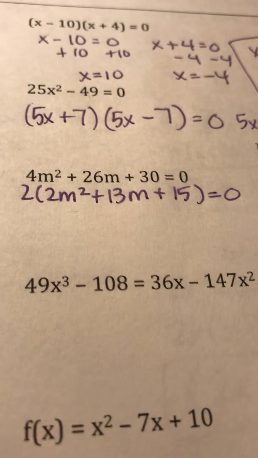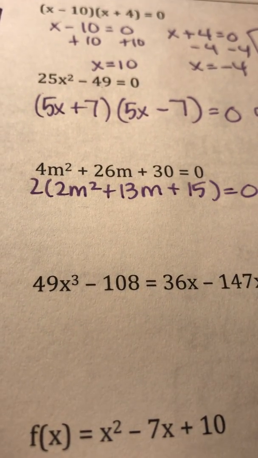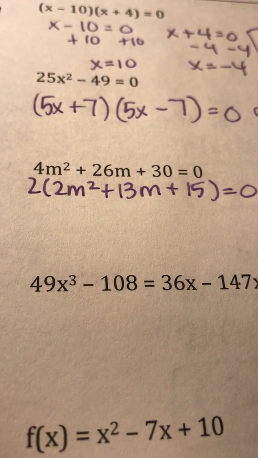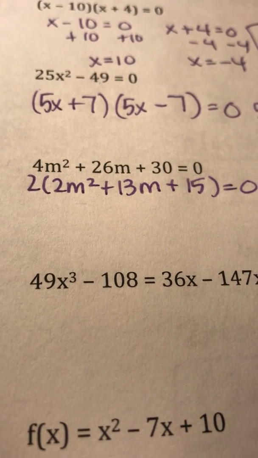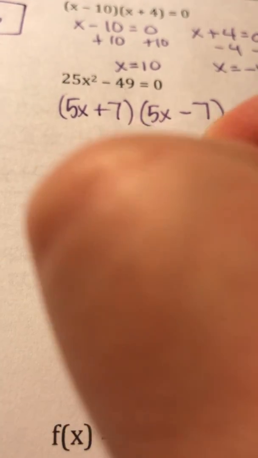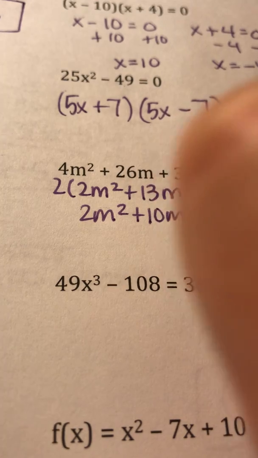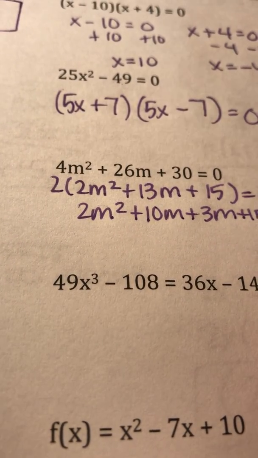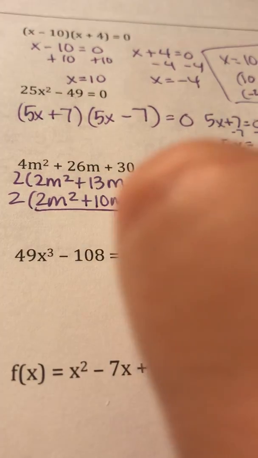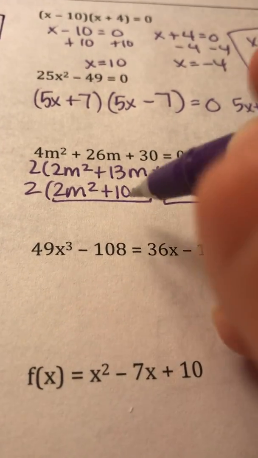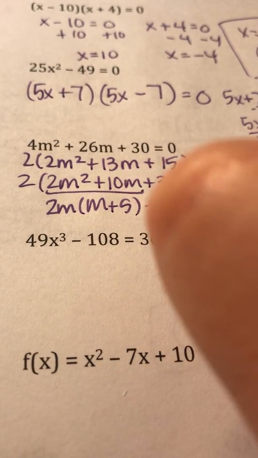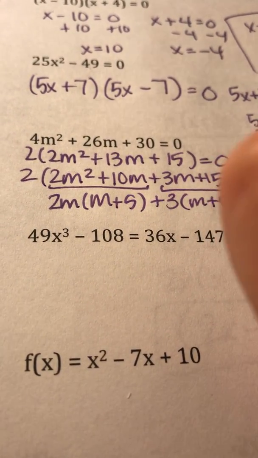So I'm factoring using the AC method, right? 15 times 2 is 30. Now I want factors of 30 that add up to 13. I already know that 10 times 3 is 30, and that adds up to 13. So I can go 2m squared plus 10m plus 3m plus 15 equals 0. We still have this 2 out front. We're just going to leave it there for now. Here we take out a greatest common factor, 2m, m plus 5 plus 3, m plus 5 equals 0.